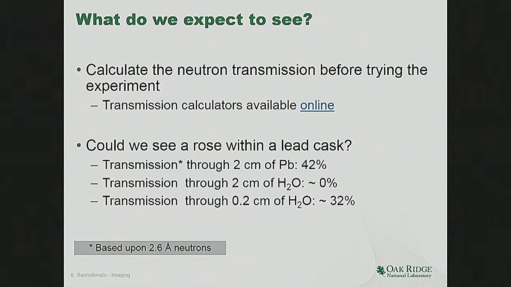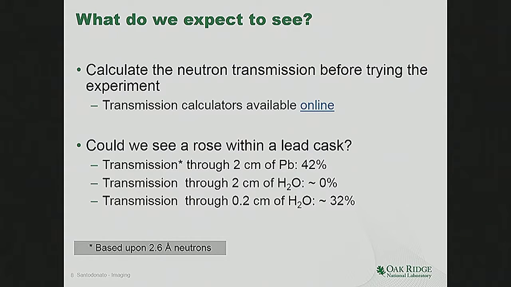And I don't know the chemical composition of a rose, but the relevant thing for neutrons is probably the water inside. And water, hydrogen in particular, is highly attenuating. So for example, if I went through the equivalent path length of water, you're not going to get anything through. But maybe more relevant, let's say I'm looking at a rose and I might have the equivalent of a couple millimeters of path length through water. And now I'm talking about a transmission that's feasible.